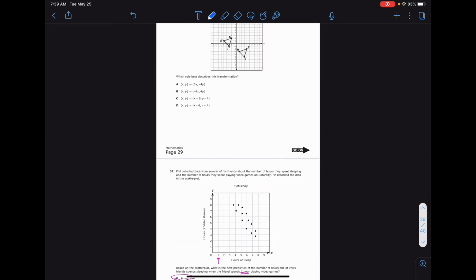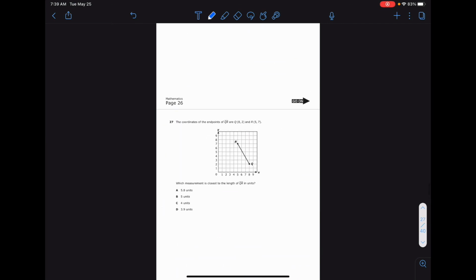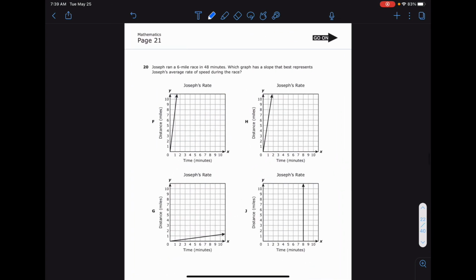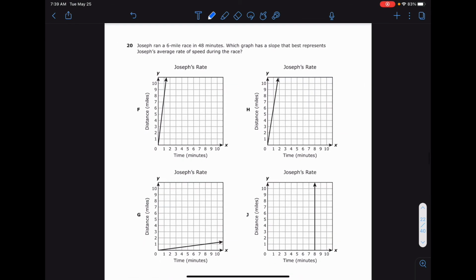All right, let's do number 20. Number 20 is easy. All you have to do is just read. It says Joseph ran a 6-mile race in 48 minutes. Which graph, ¿cuál gráfica, has a slope that best represents Joseph's average rate of speed during a race? ¿Cuál de estas gráficas, which one shows his average speed? ¿Cuál enseña cómo corrió Joseph?